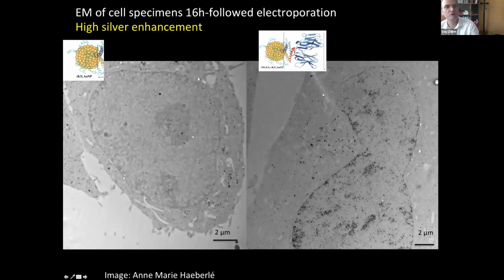And if we do some electron microscopy of silver specimens 16 hours following electroporation, where we over-amplified the silver enhancement, you can see that those particles are indeed mostly excluded from the nucleus. And if you use those gold particles conjugated to the nanobody, you can see them very much within the nucleus, at locations in between the chromatin and the heterochromatin.